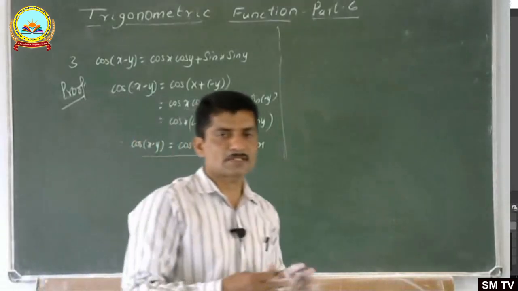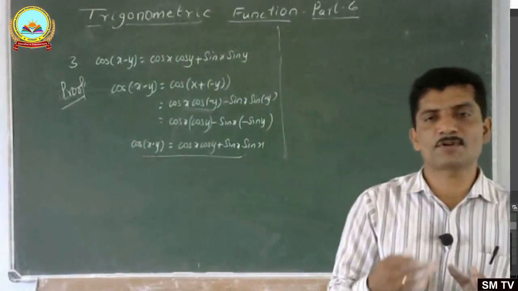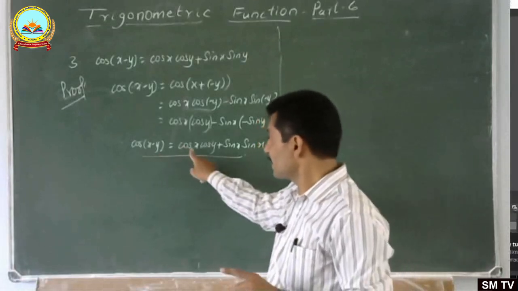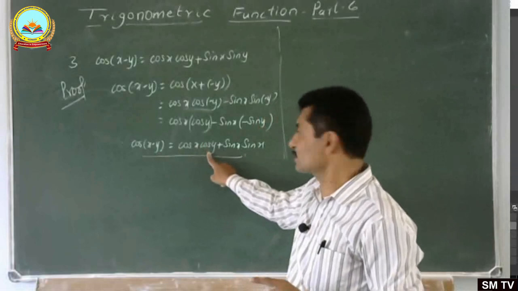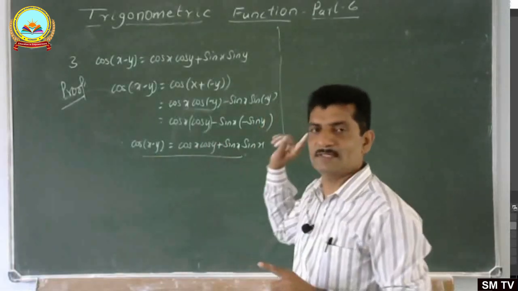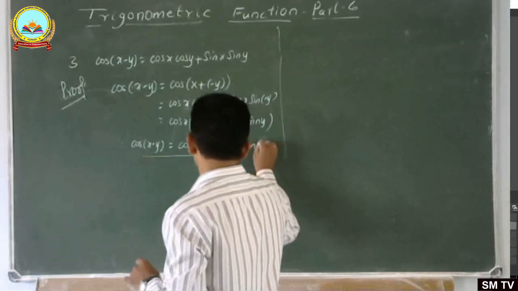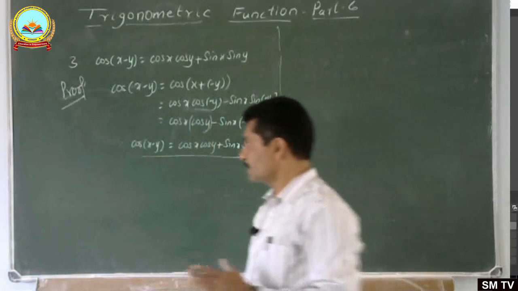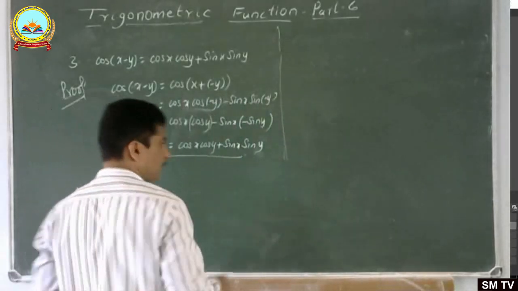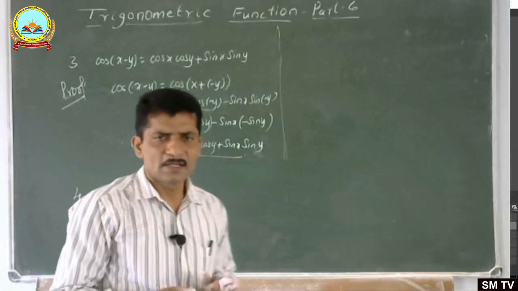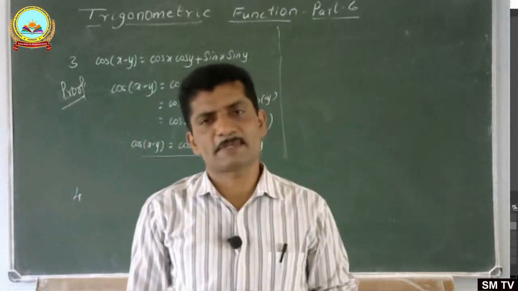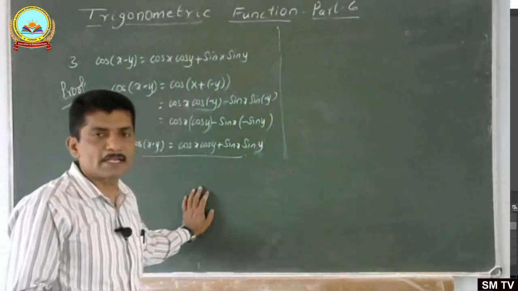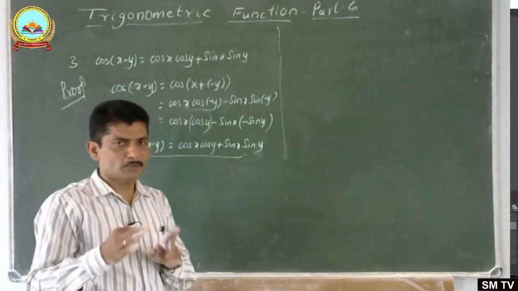It's clear? Cos of x plus y means cos x into cos y minus sine x into sine y. Cos of x minus y is equal to cos x into cos y plus sine x into sine y. This one is the third result. Similarly, we prove the compound angles sine of x plus y and sine of x minus y. Before we go to those, remember two important results.